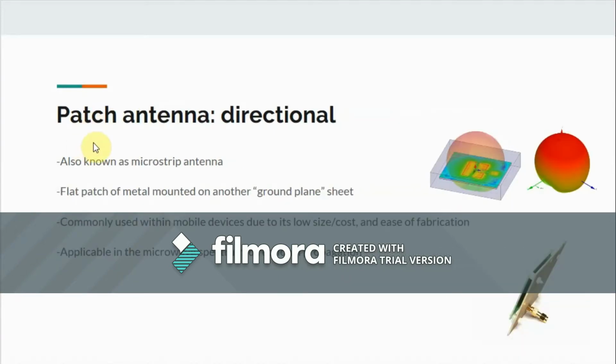Finally, we have the patch antenna, which is directional. Also known as the microstrip antenna, as seen previously on the iPhone. It consists of a flat patch of metal mounted on another ground plane sheet, and is commonly used within mobile devices due to its low size and cost, as well as ease of fabrication. The typical frequency range consists in the microwave spectrum, and as seen from the diagram on the right, is directional as most of the waves propagate in a single direction. Next, Rudy will be speaking more on the patch antenna.